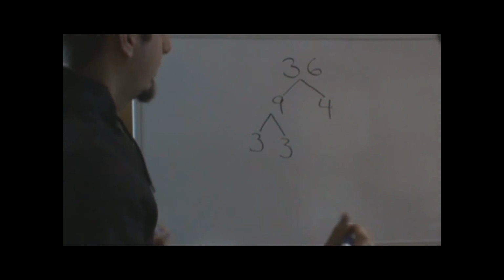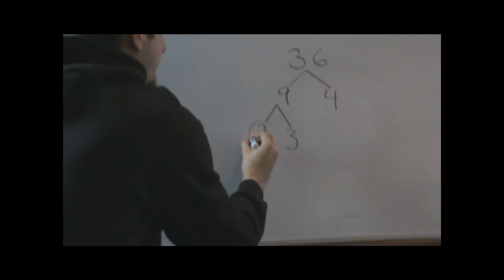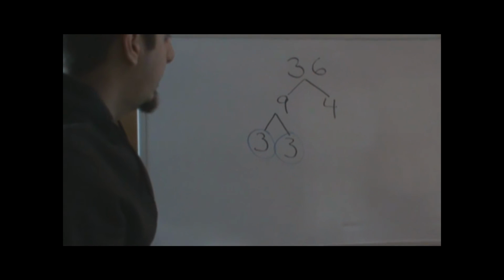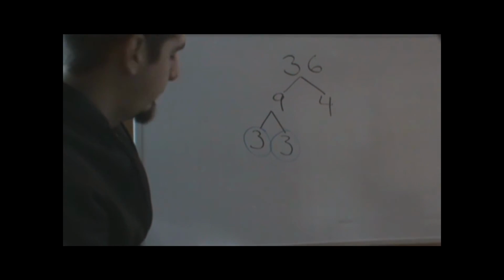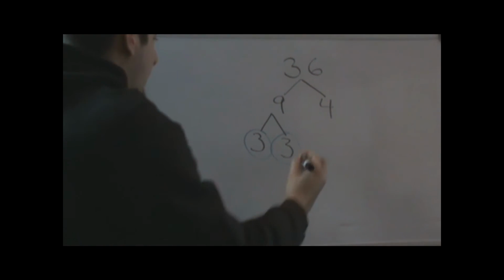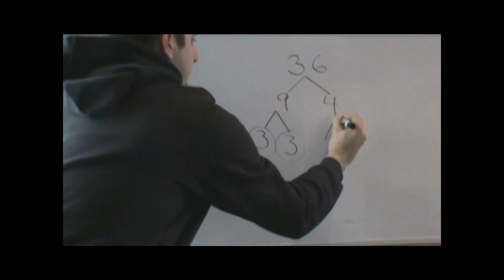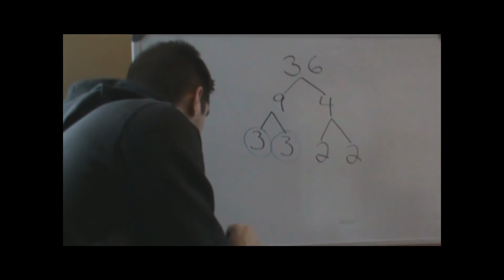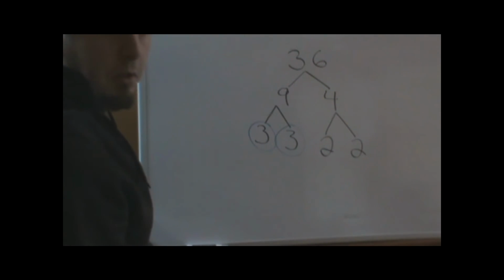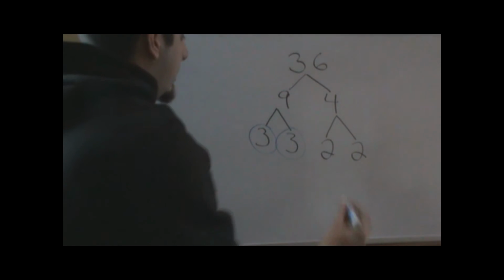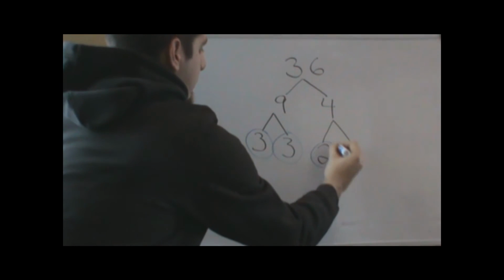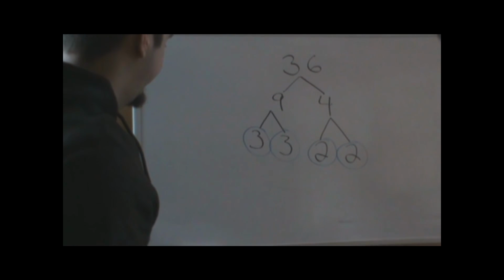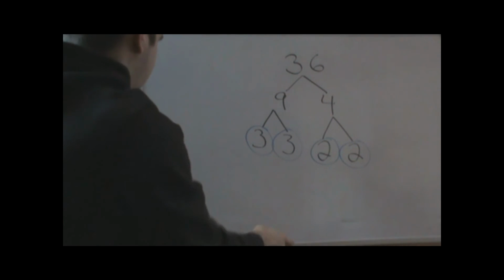3 is a prime number. These 2 branches have ended. So I'm going to circle those numbers because I know that they will end up being part of my prime factorization. 4 can be broken down into 2 times 2. Those 2 branches have ended. My tree is complete. I'm now going to circle the last 2 prime numbers on my tree.